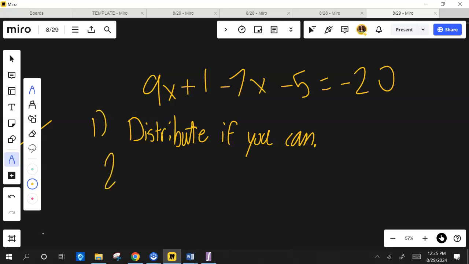Your second rule is to combine like terms.